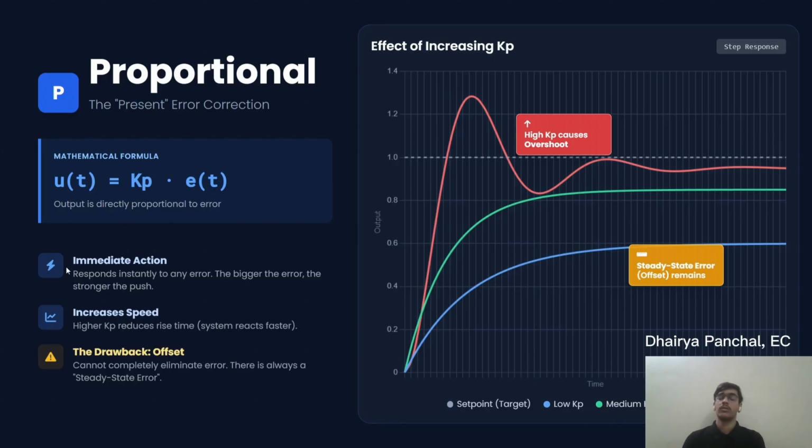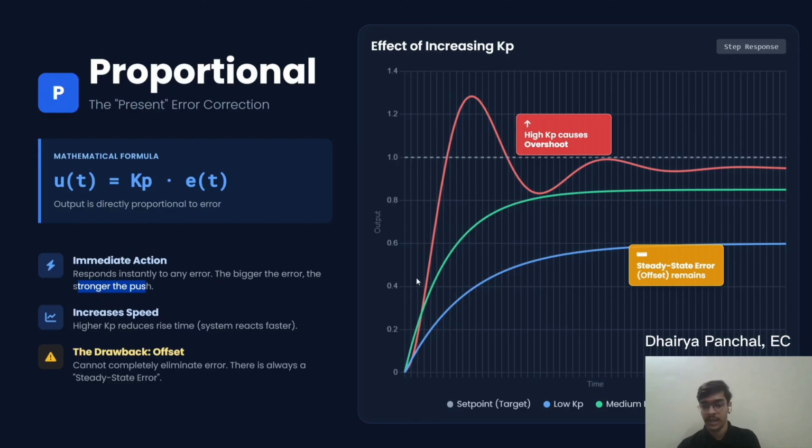So the properties, or let's just say advantages, of a proportional controller are that the response of the system is very fast. The system is very sensitive. The sensitivity of the system is very high. So if the input is changing about the set point, the correction signal would be applied very fast. So that is what is being said here. The response is instant to any error. The bigger the error, the stronger the push.